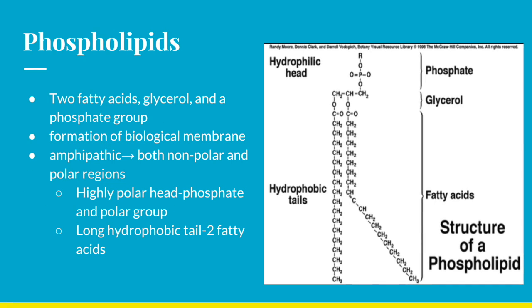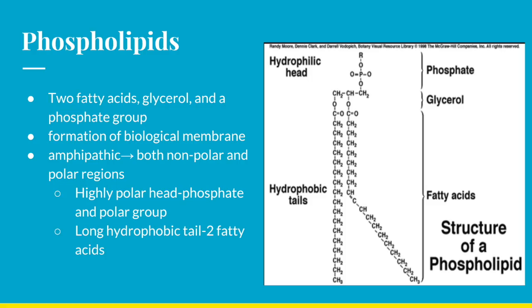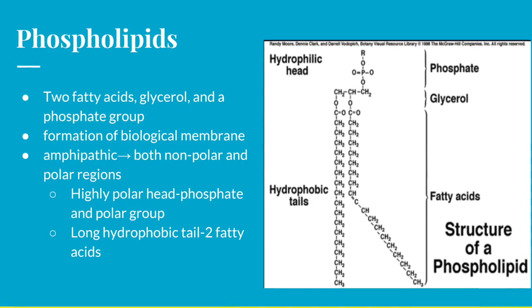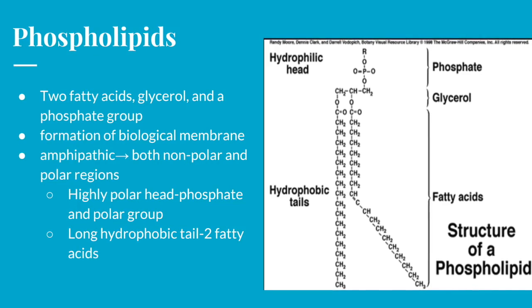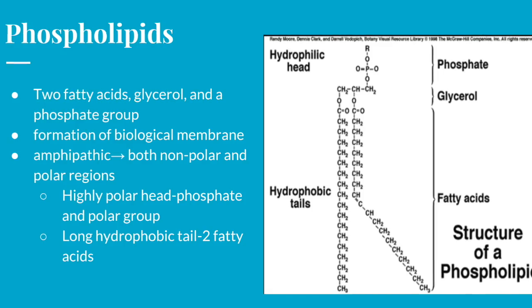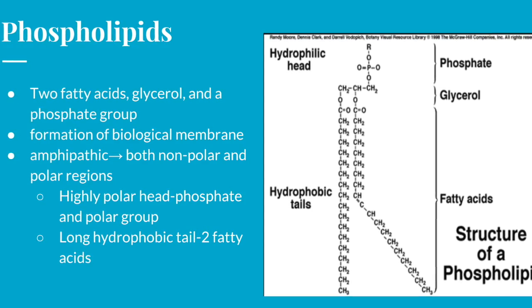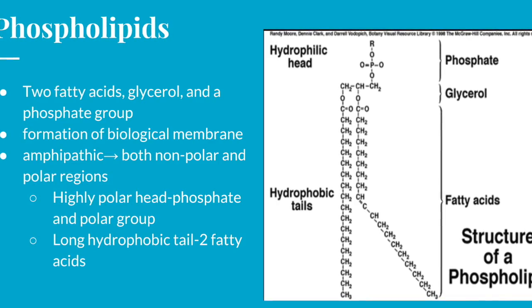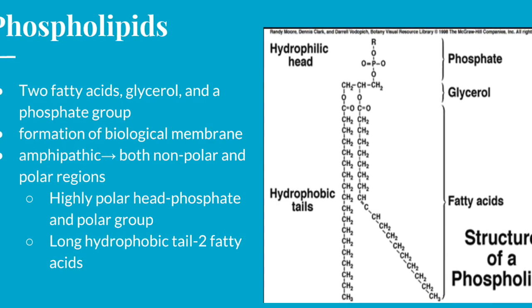Another type of lipid is phospholipids. Phospholipids have 2 fatty acids and a glycerol in a phosphate group. They help with the formation of biological membranes. They have both polar and nonpolar regions. The highly polar head is the phosphate group, and then the hydrophobic tail is the 2 fatty acids.